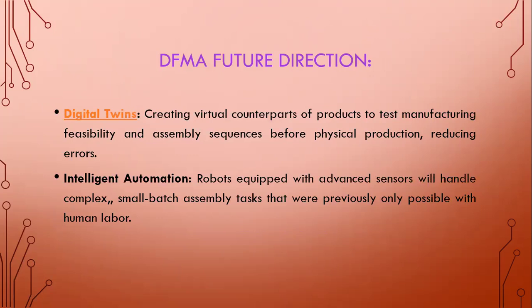Then the use of digital twins creates a virtual component of products to test the manufacturing feasibility as well as the assembly sequence before the final physical production. Then intelligent automation. By equipping the robots with advanced sensor mechanisms, we can handle complex small batch assembly tasks very easily as compared to human labor.